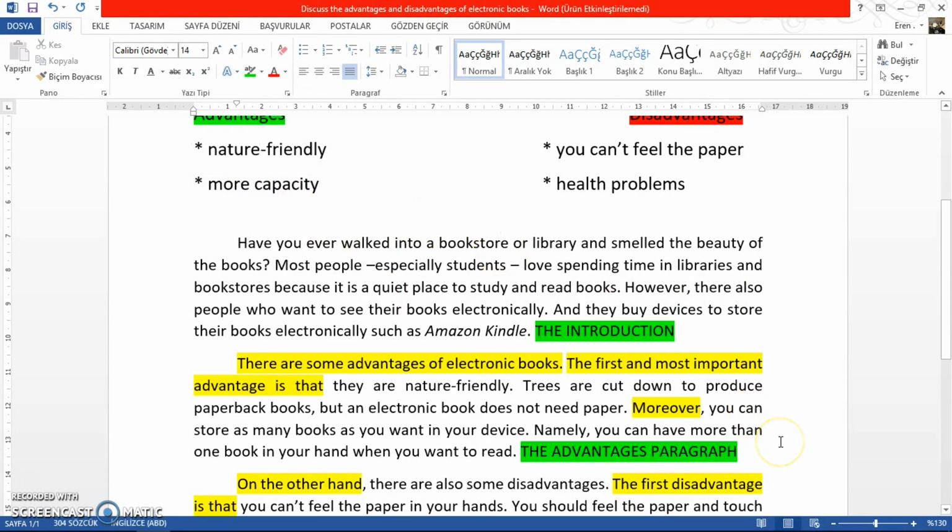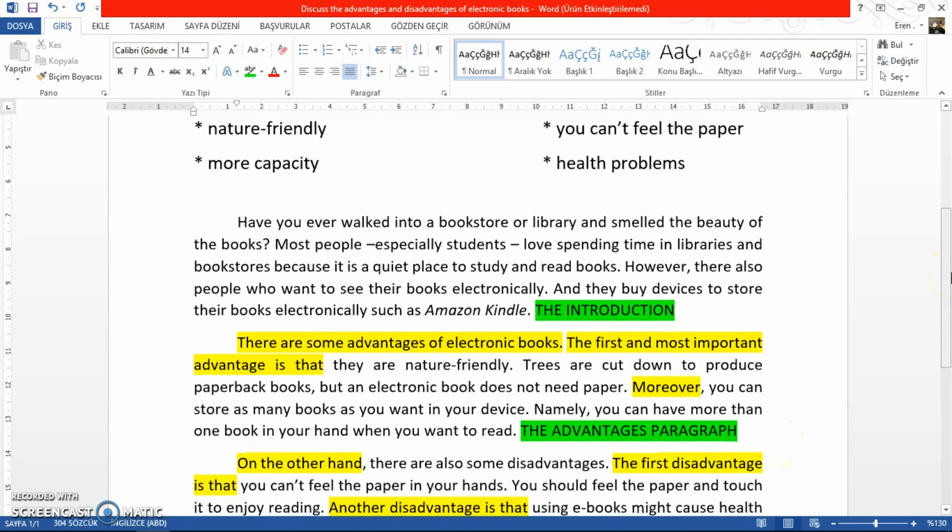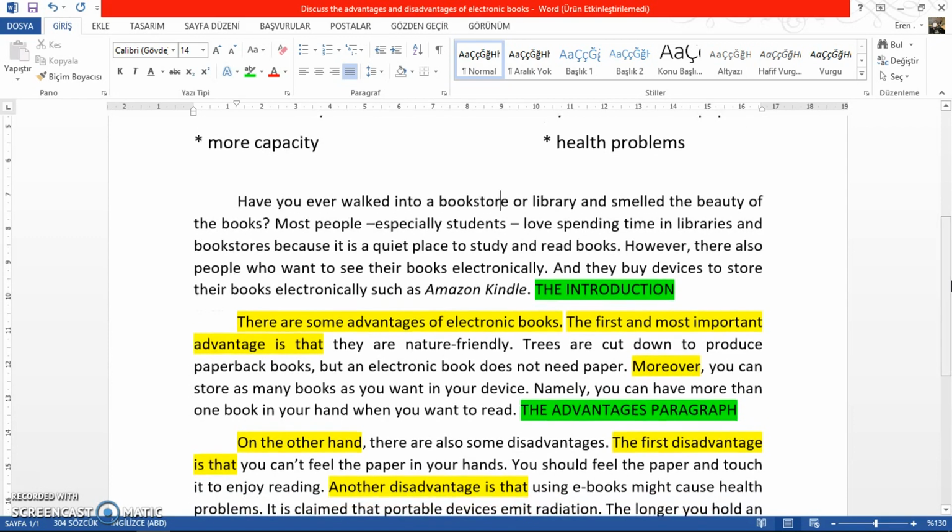Namely, you can have more than one book in your hand when you want to read. So, for example, you're traveling by bus, you have your Kindle in your hand. You started reading a book, you didn't like it, and then you can open another book because you have a Kindle and it has a capacity and you can store more than one book. It's actually up to your device's storage capacity.